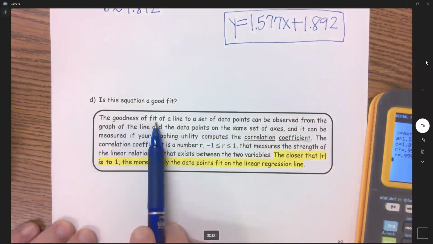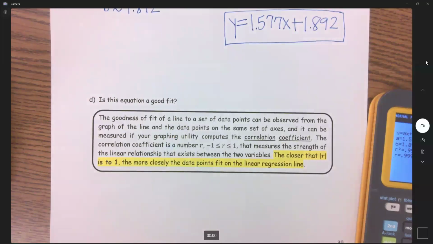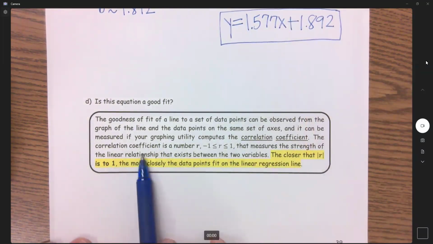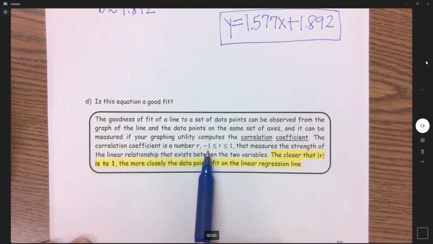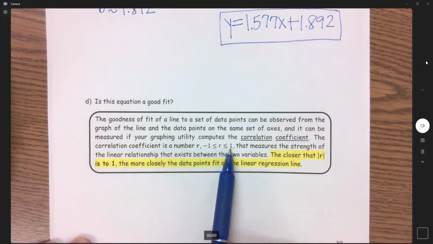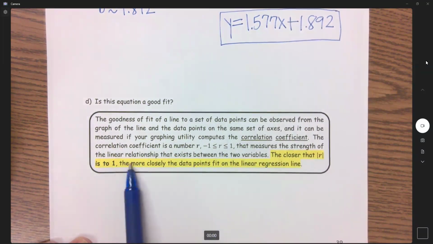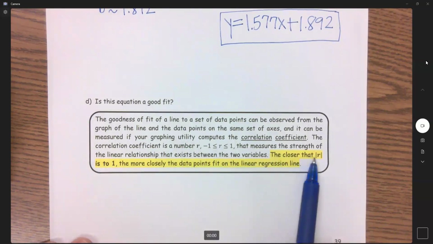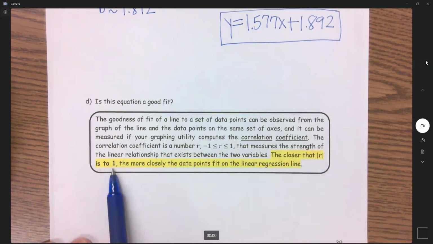So it says the goodness of fit of a line to the set of data points can be observed from the graph of the line and the data points on the same set of axes, which I'm going to do after this. And it can be measured if your graphing utility computes a correlation coefficient, which is what these R's are representing. The correlation coefficient is a number R, and it can go anywhere from -1 to 1. And that measures the strength of the linear relationship that exists among the 2 variables. The closer that your absolute value of R is to 1, the more closely the data points fit the linear regression.